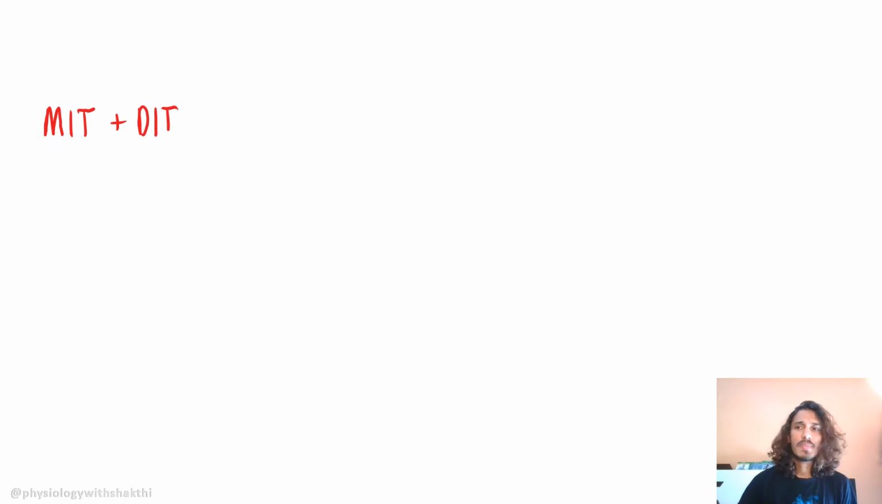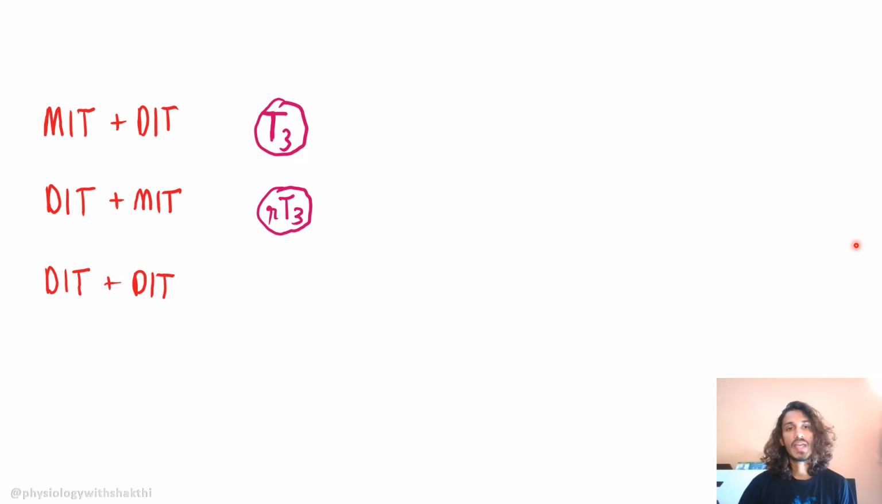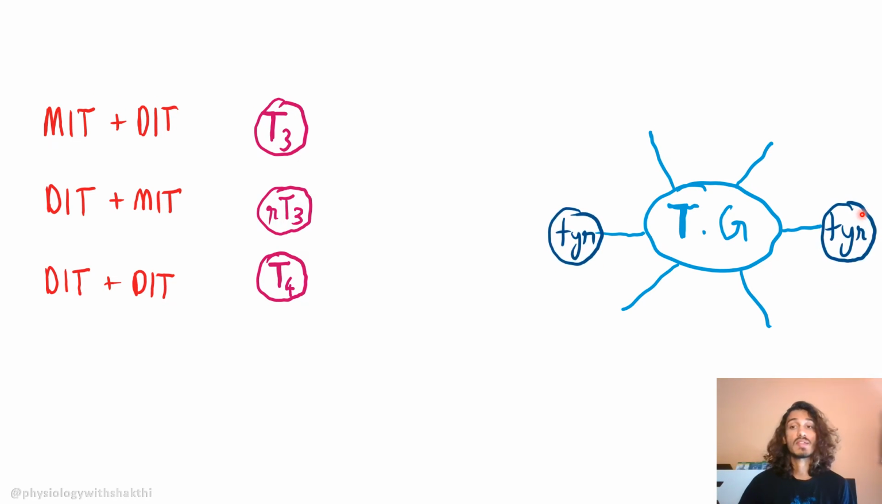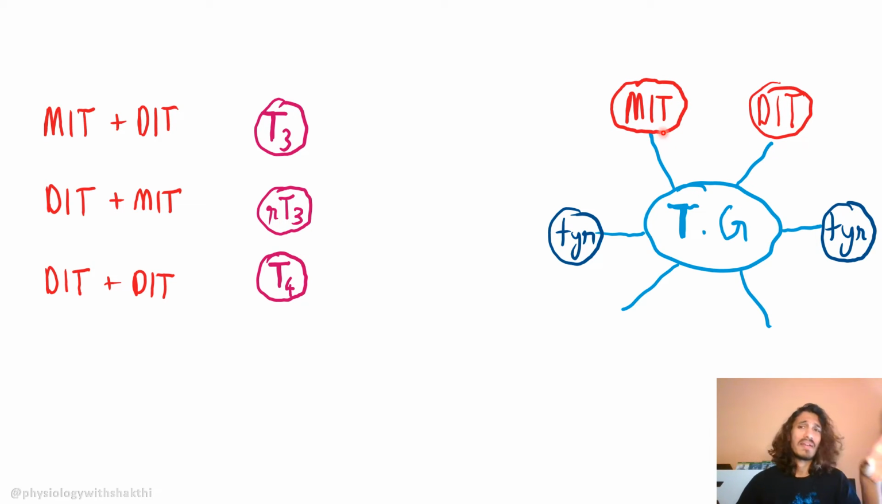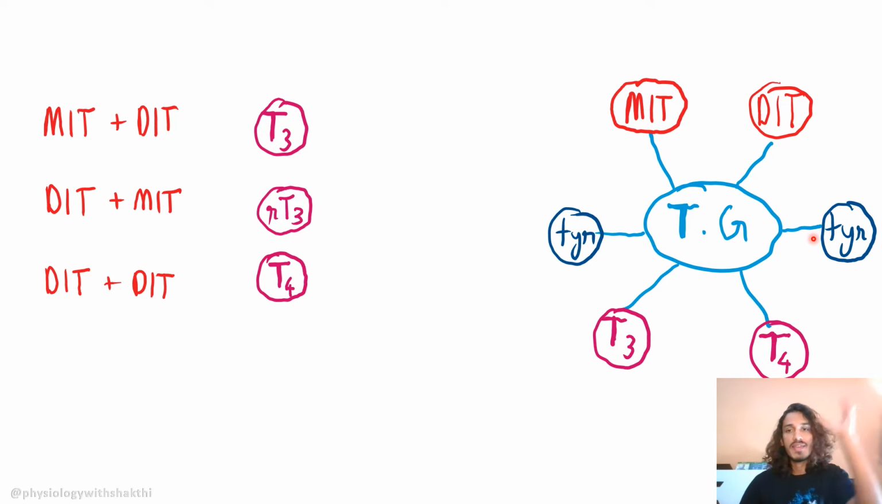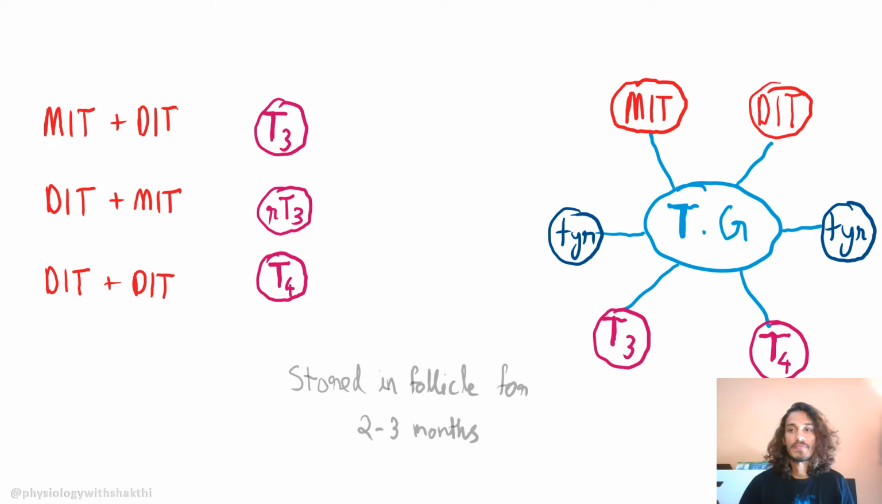Now, just to recap, MIT plus DIT is your T3. DIT plus MIT is your reverse T3. And DIT plus DIT is your T4. Your thyroglobulin has tyrosine residues, and along with it, after organification, we have MIT, DIT. I remember there are like 70 to 100 residues. So there's MIT, there's DIT, and there's also T3, T4 after coupling. So everything together is there on this thyroglobulin.